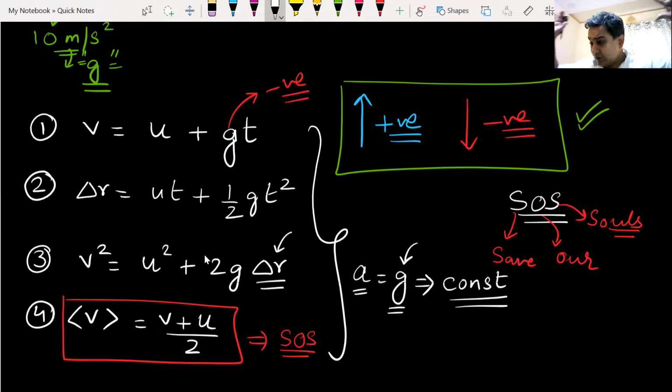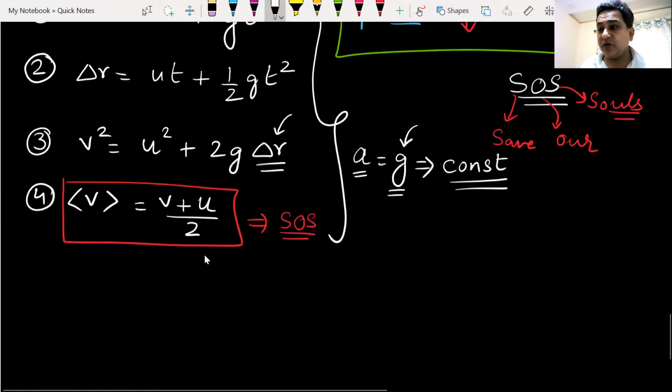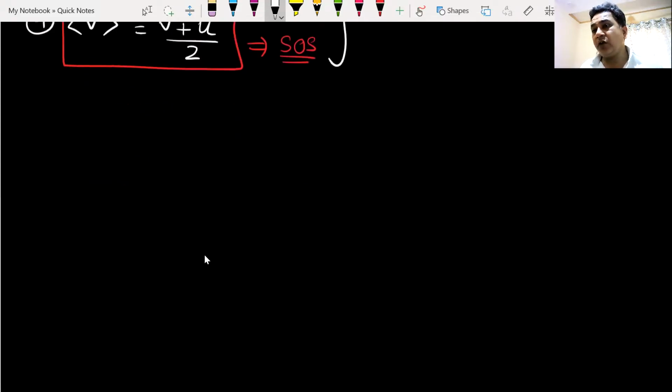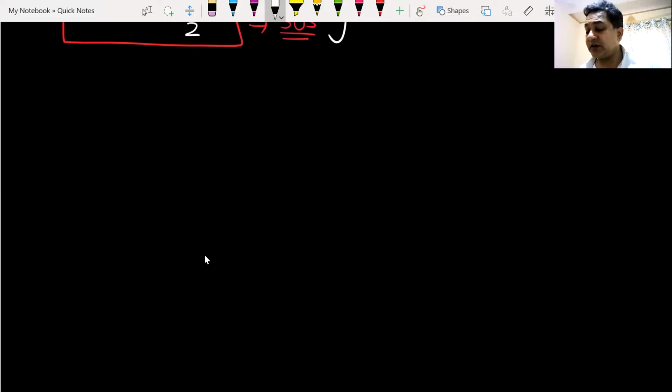Anyone understand this? Please raise your hands if you have any doubt in any of the equations that we have written, because if you have understood this, we shall move on and solve one question on motion under gravity. Are we ready for the questions? Question number 1 for motion under gravity.